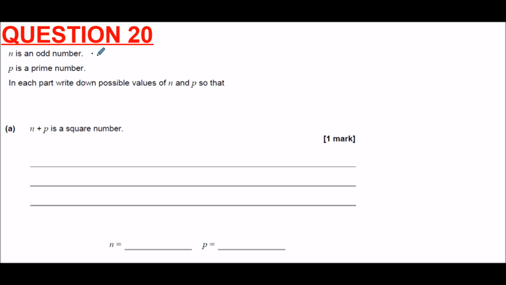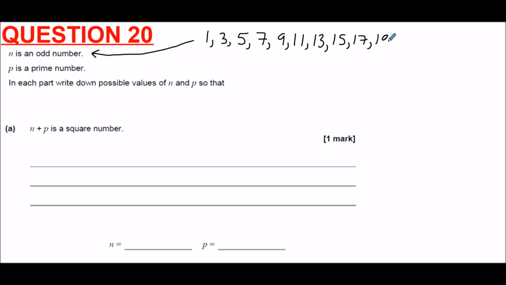First of all, what I'm going to do is think about different odd numbers. So odd numbers would go on for a long time. So let's just do a few. 1, 3, 5, 7, 9, 11, 13, 15, and so on and so on. You don't need to do loads, but maybe up to 20 or something. So we keep going on.